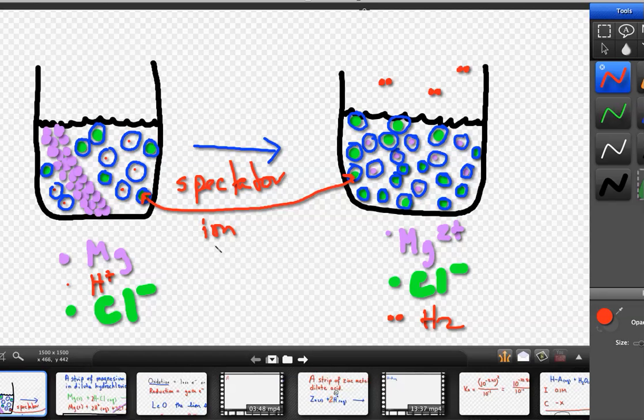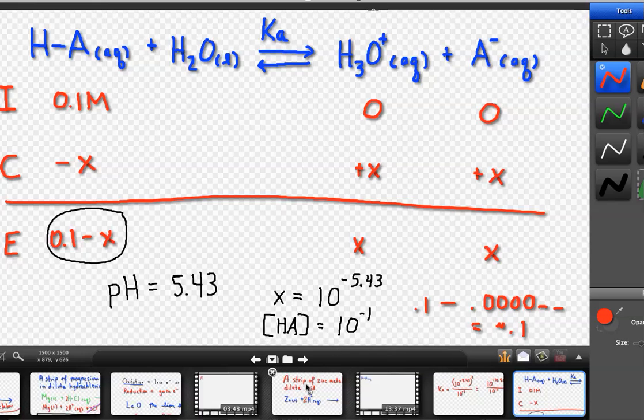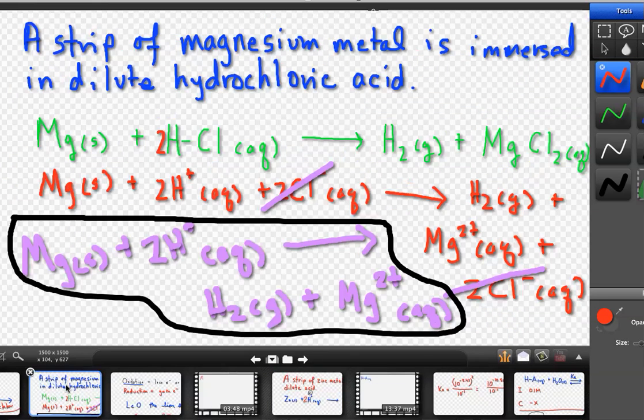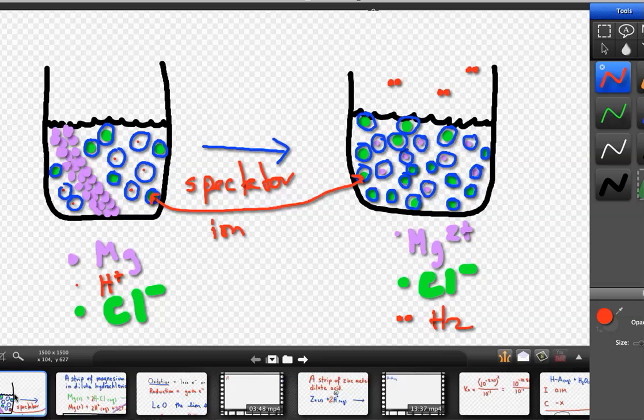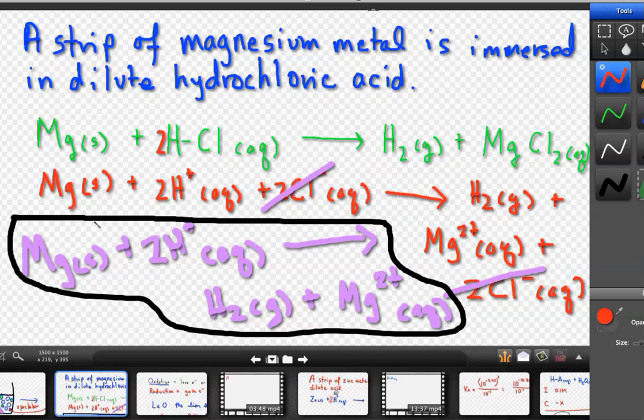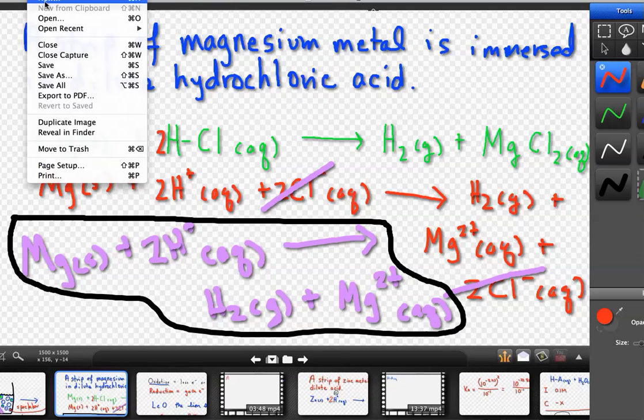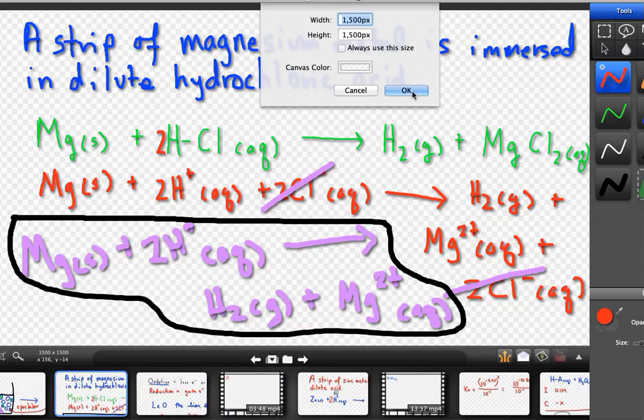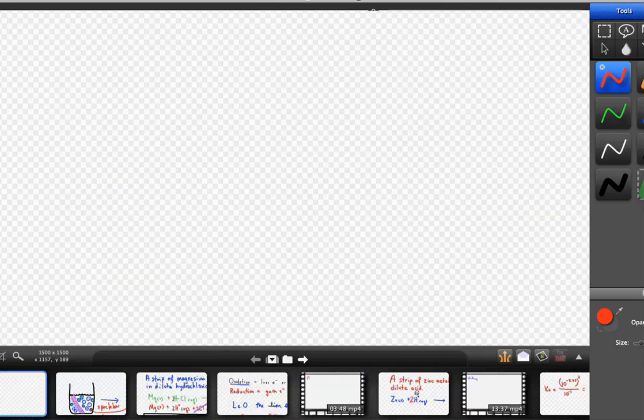Now, let's look at how we might go back and assign oxidation numbers to these chemical species. So what I'd like to do is simply redraw the molecular ion equation, and then let's go through the steps that we need to make these assignments.